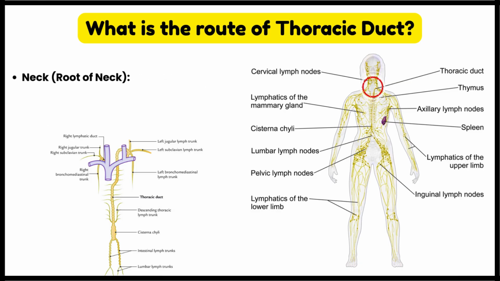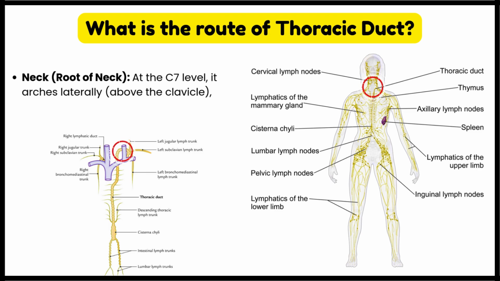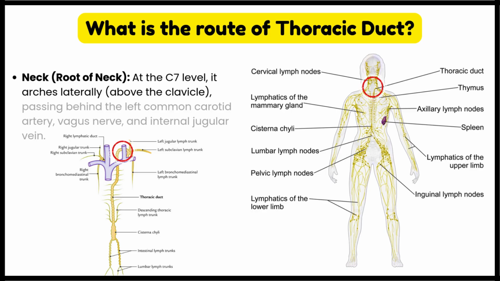Then its route in the neck, specifically the root of the neck. At the C7 level, it arches laterally, above the clavicle, passing behind the left common carotid artery, vagus nerve, and internal jugular vein.